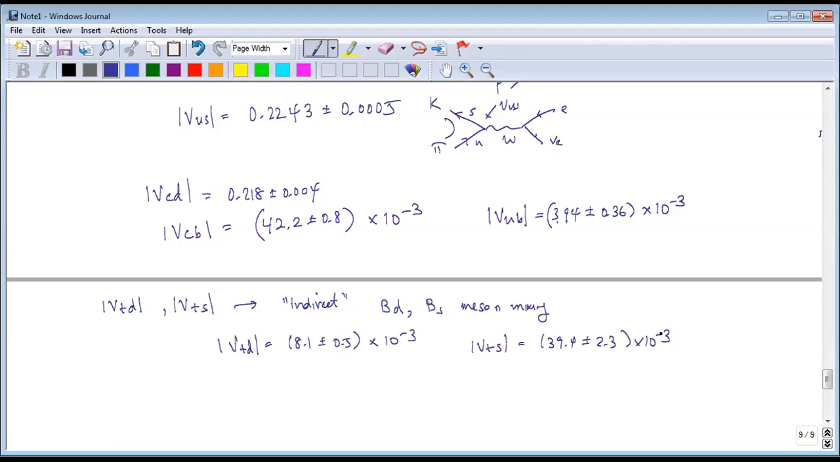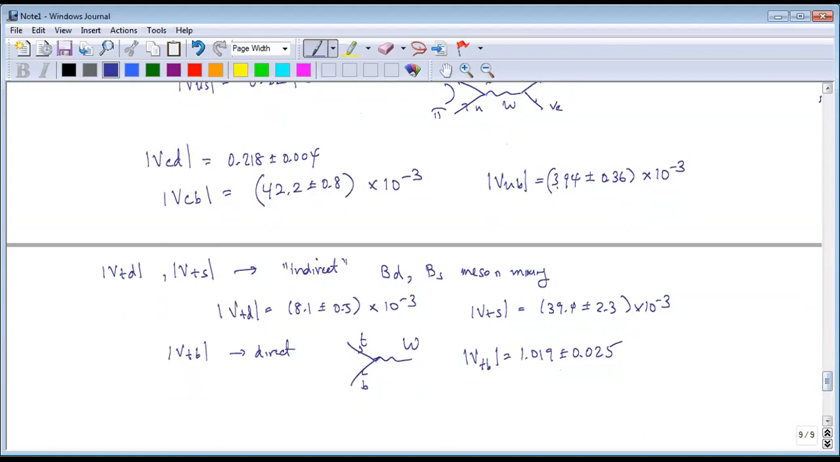And I left out one of them, which is another direct process, and that's the VTB. In fact, we measure it from single top production, just looking in detail at this vertex. And VTB is 1.019 plus or minus 0.025.